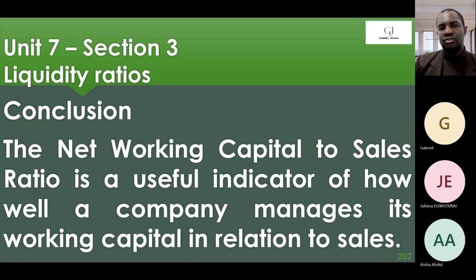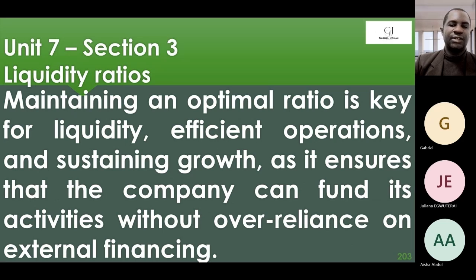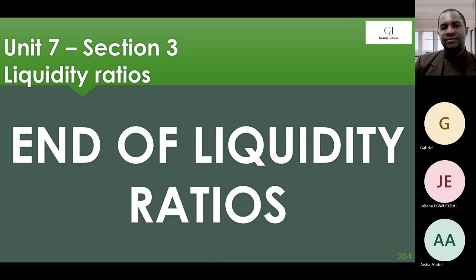to ensure that there is no halting of our short-term obligations. So in conclusion, the ratio is a useful indicator of how well a company manages its working capital in relation to generating revenue. Maintaining an optimal ratio is key for liquidity and also to drive effective operations, sustain growth, and ensure that the company can fund its activities without over-reliance on external financing. When you start borrowing, like overdraft, taking money from the bank, and you pay interest, external financing can be a burden on your financial operations. So avoid it and make sure there's balance. Make sure this ratio is optimal and you're maintaining your working capital effectively.